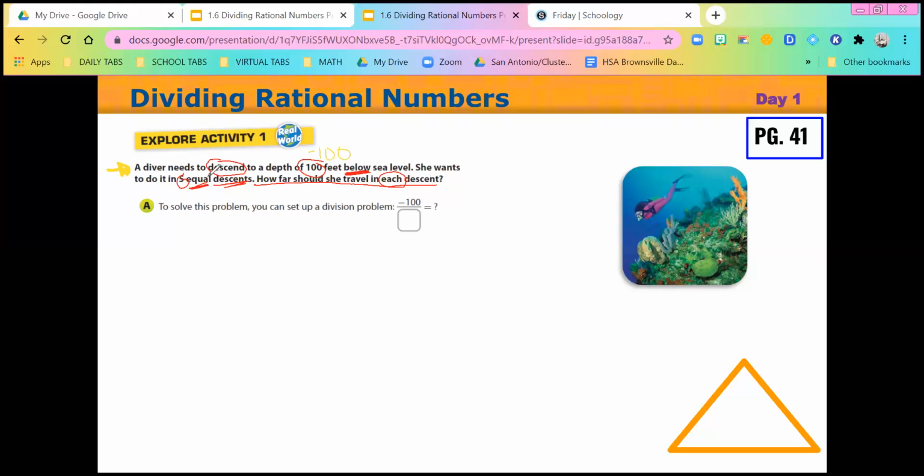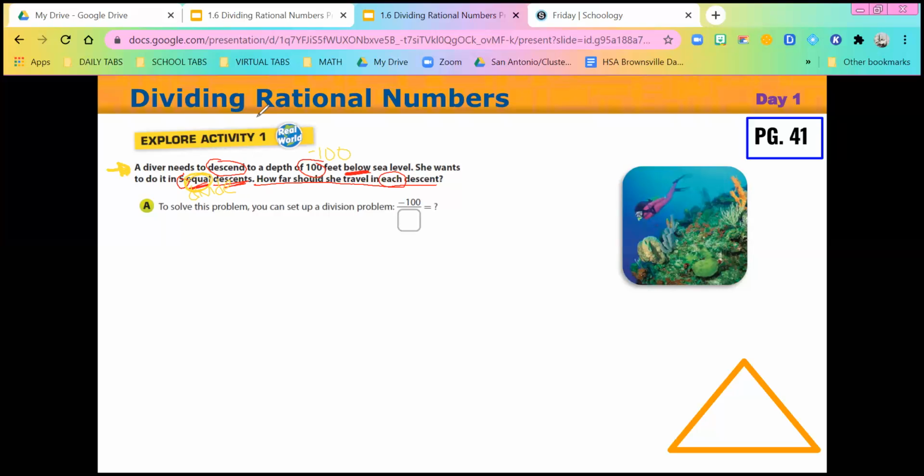She wants to do it in 5 equal parts. This is a very big keyword. When you see equal, honestly, this means to divide, right? You're taking a big number and you're going to separate it into equal parts. That means you're dividing, okay? And we want to know how far she traveled in each descent. So we want to know in one part, how much did she go? In another part, how much did she go? In another part, how much did she go?